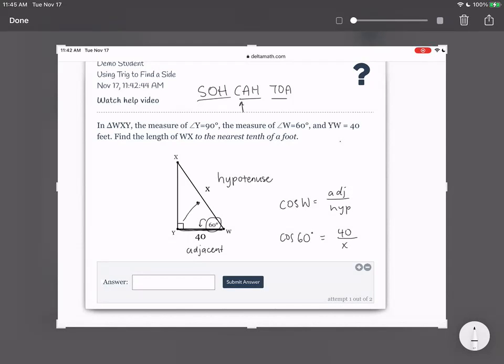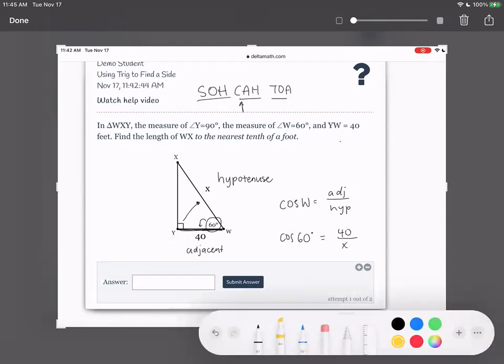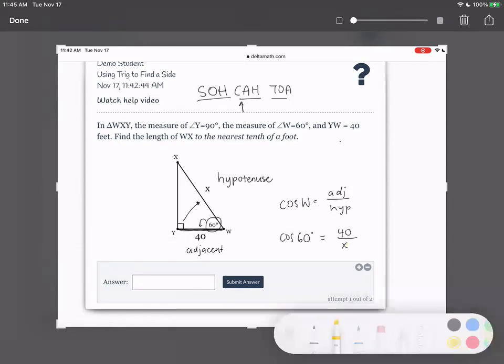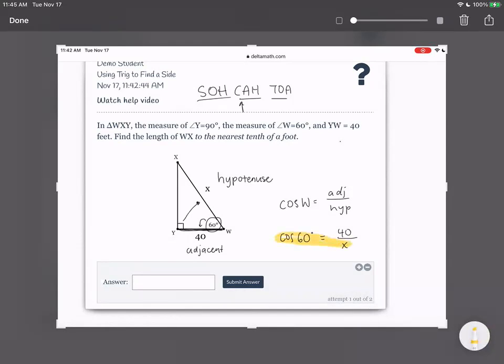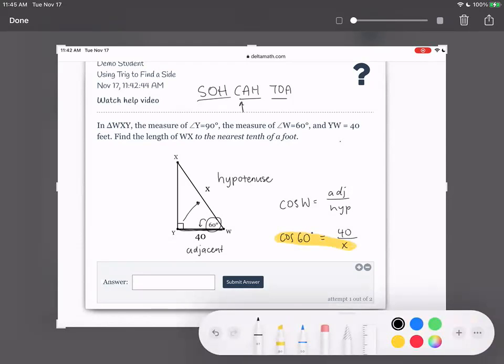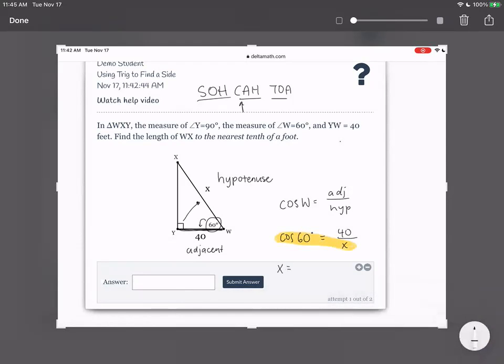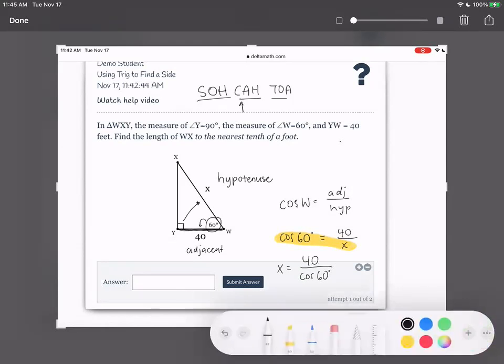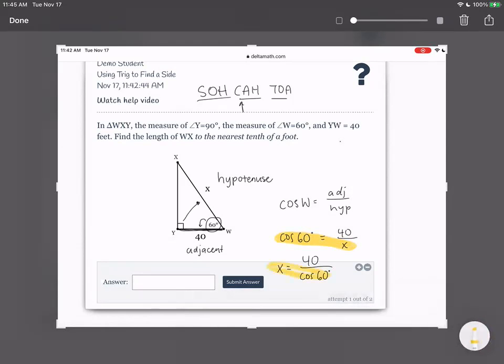All right. Then let's do the switchy thing where we switch the denominator with the thing on the other side. So we're going to switch out the X and the cosine 60. So we get X is equal to 40 over cosine of 60 degrees. And this is what we're going to be typing in our calculator. Before I type it in the calculator, are there any questions on what we just did? We just switched those two.